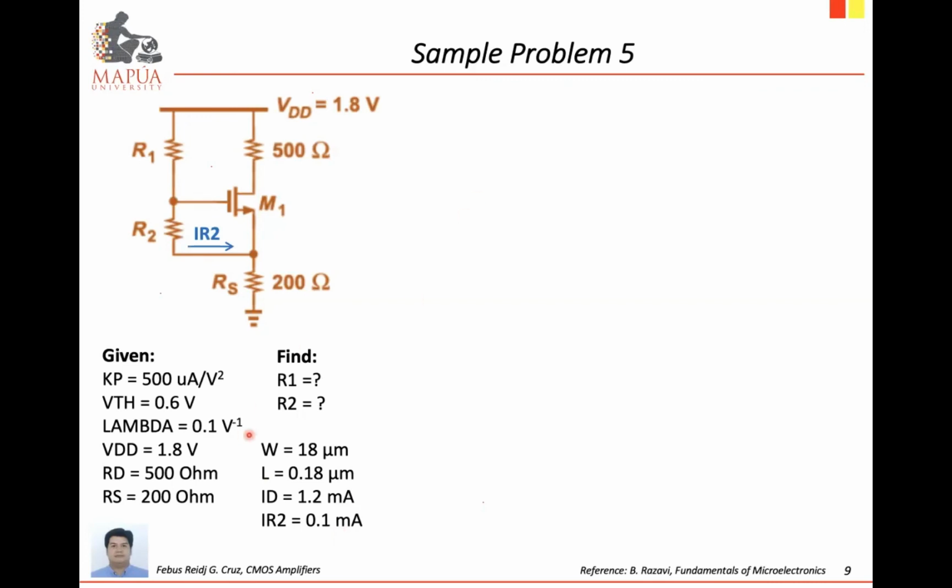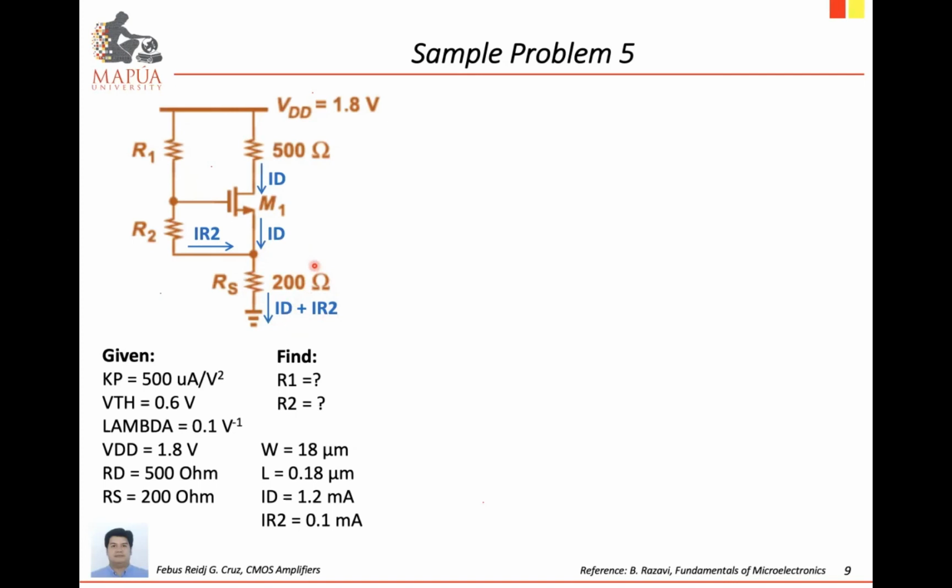So before we can solve this, you have to define the current. So current flowing through R2 is the IR2. Current flowing through 500 ohms is drain current. Then that drain current will also be the same with the source current. However, at this point or along RS, the current will now be ID plus IR2. All right, is this clear?